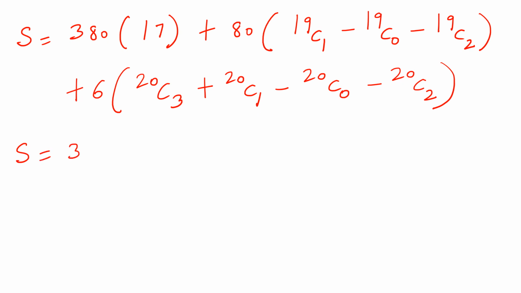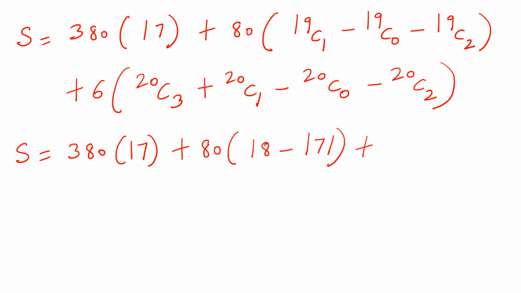Now S is equal to 380 into 17 plus 80 into. Inside the bracket, it is 19C1 minus 19C0 and this is 19 minus 1, which is 18, minus 19C2. This is 19 into 18 divided by 2, that is 19 into 9 and this is 171. Then we have plus 6 into.